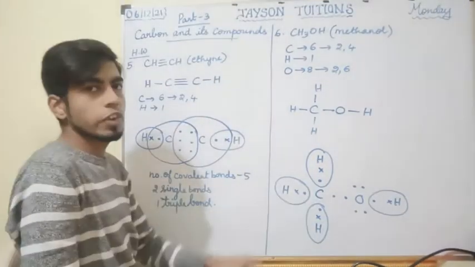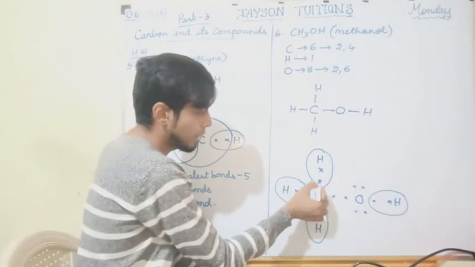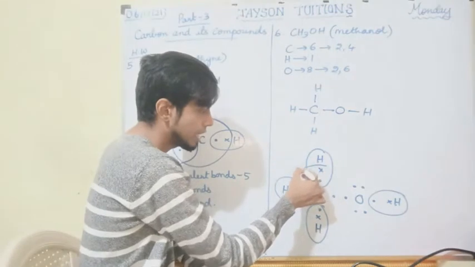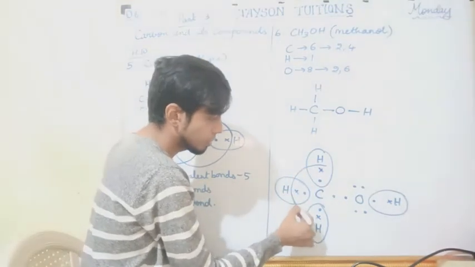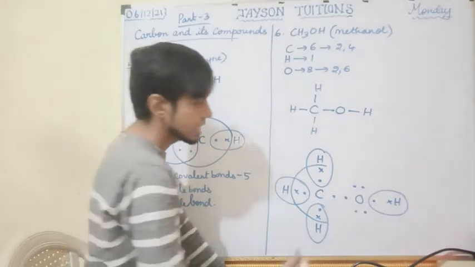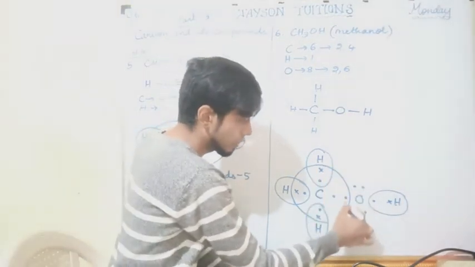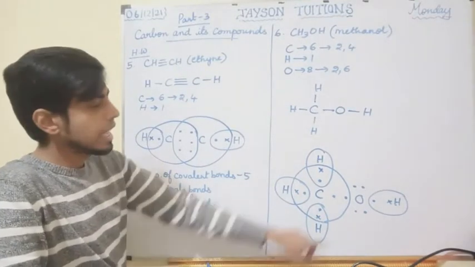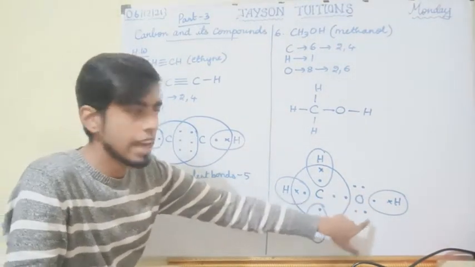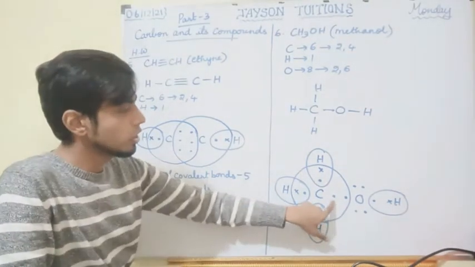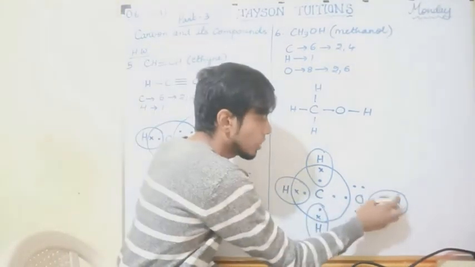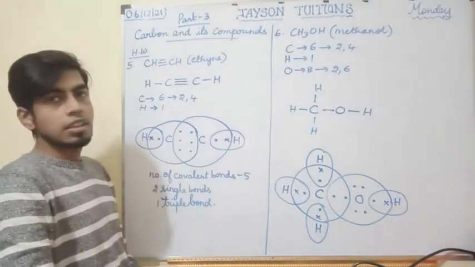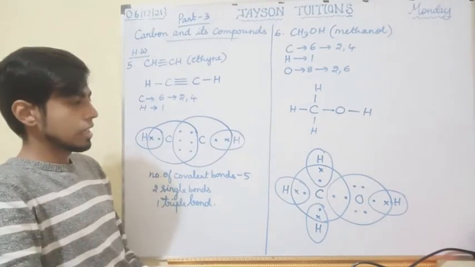Okay, next for carbon, if you see, this carbon is already having 4 electrons. So 5th electron from this hydrogen, 6th electron from here, 7th electron from this hydrogen, and 8th electron we will get from oxygen. So like this you have to circle. Okay, and coming to oxygen, already it is having 6 electrons, 7th electron from this carbon, and 8th electron from the hydrogen it will get. So you have to circle 8 electrons for oxygen.